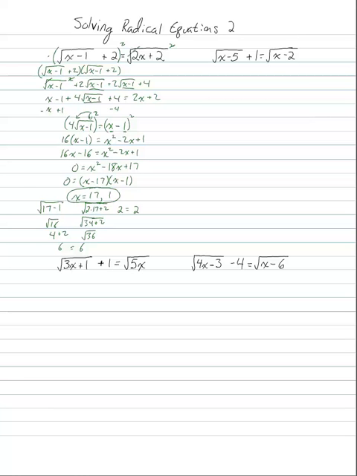Okay, let's try another one. Square root of x minus 5 plus 1 equals square root of x minus 2. Again, same thing, might as well square from this point.